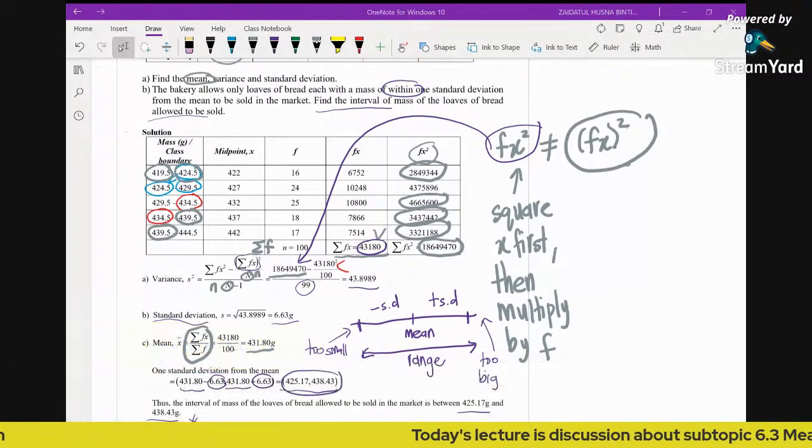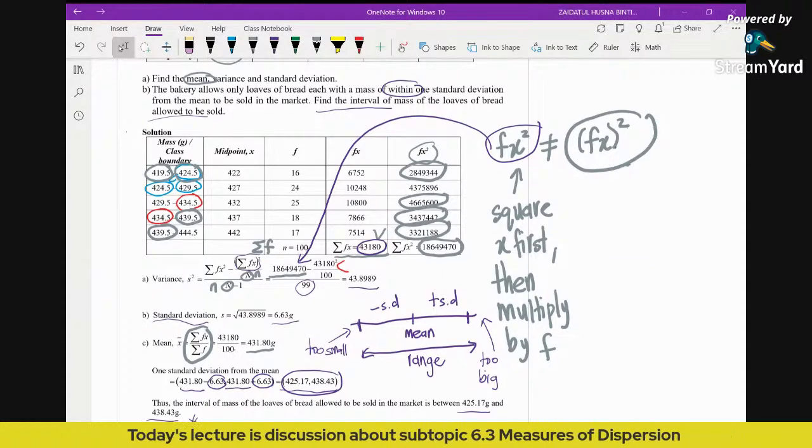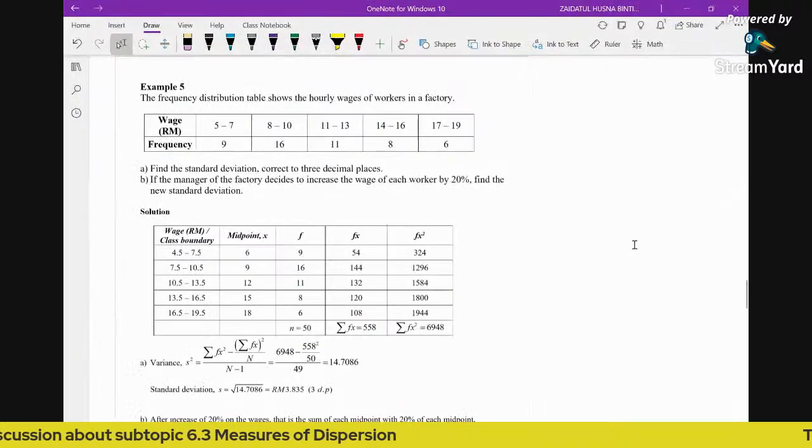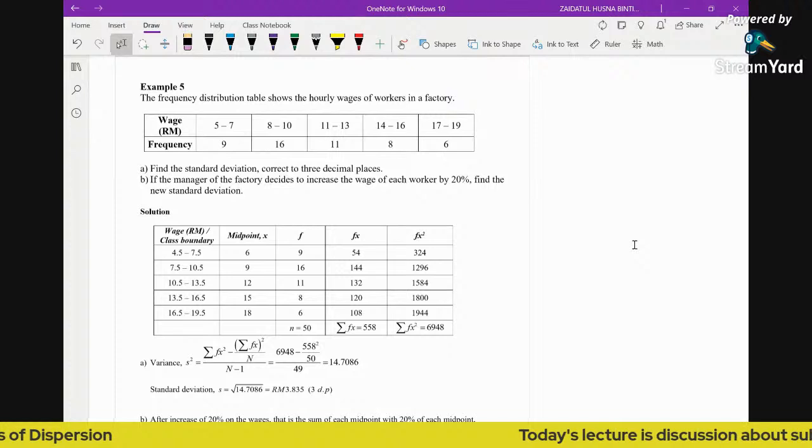So this one, the question has been answered. Alright, now let's see the next example. The frequency distribution table shows the hourly wages of workers in a factory. Find the standard deviation correct to 3 decimal places.